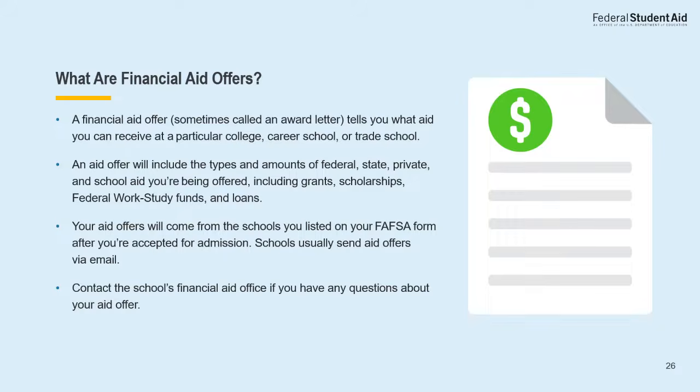Now, your aid offers will come from the schools you listed on the FAFSA form where you're accepted for admission. Often they're sent electronically via email, and you can often access them through secure school websites. Now, if you have any questions about your aid offer, or concerns about what's presented, please do not reach out to the U.S. Department of Education because we did not develop the aid offers. Remember, it's the schools that provide the aid offers. So reach out to the school's financial aid office if you have concerns or questions about the aid offer you received.